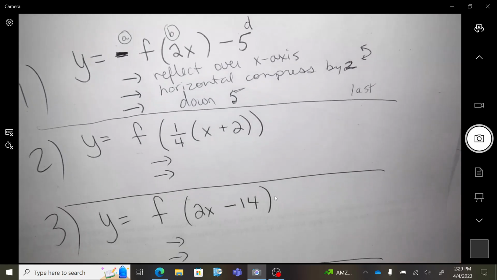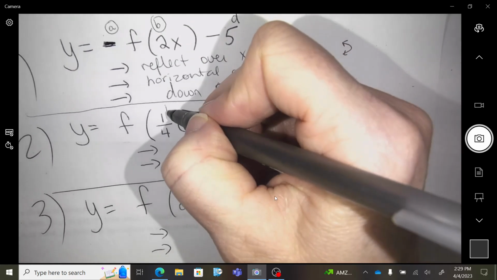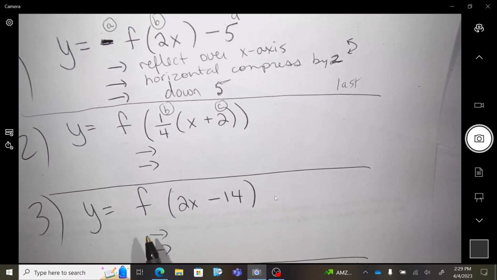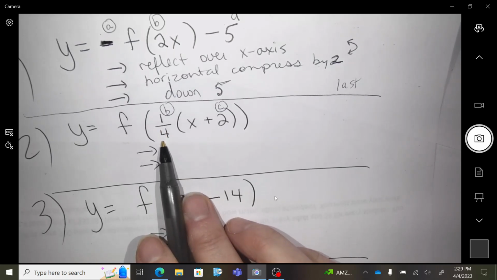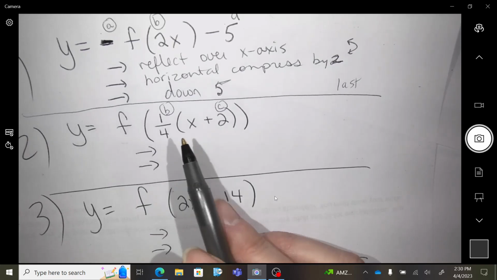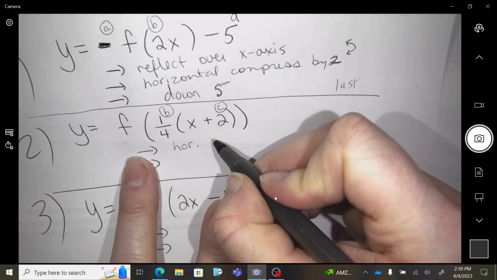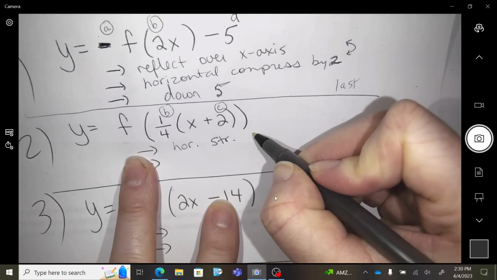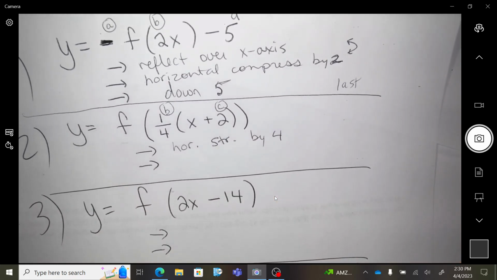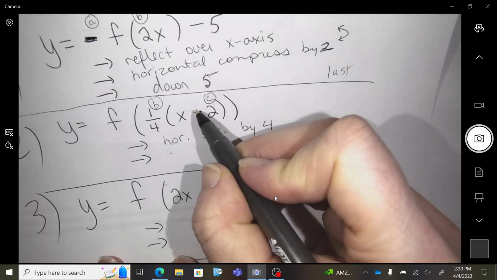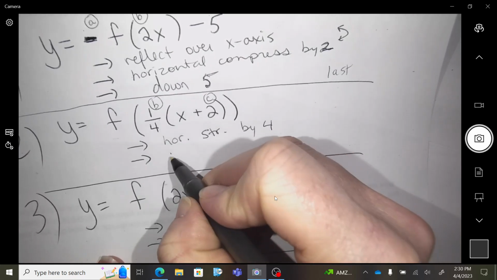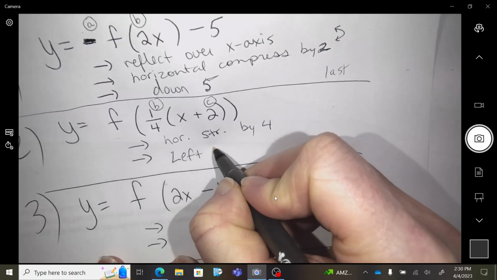Okay, number 2. This is a B and this is a C. So I would have to do the B first. If I'm dividing by a quarter, think of opposite. So it's actually going to stretch horizontally by 4. Stretches times 4 horizontal. And so that's opposite. This is also opposite. Left.